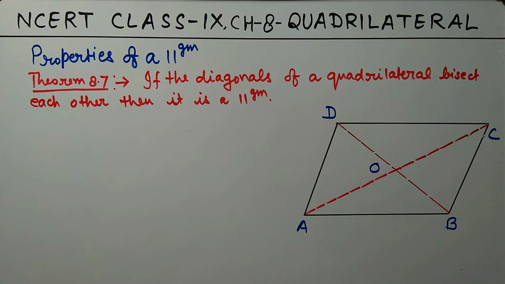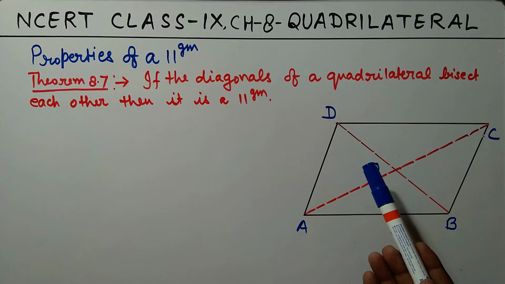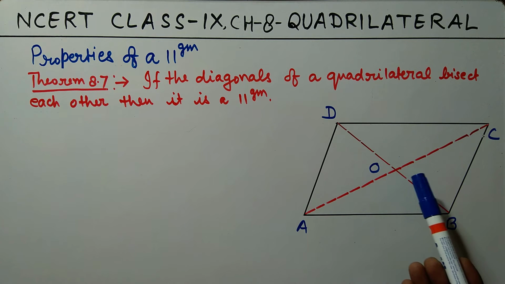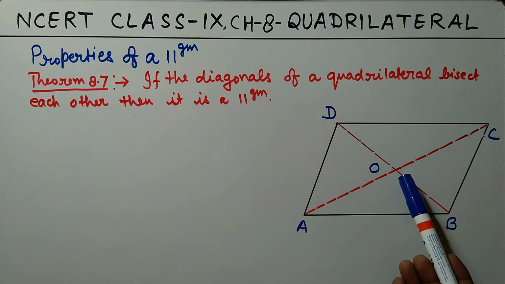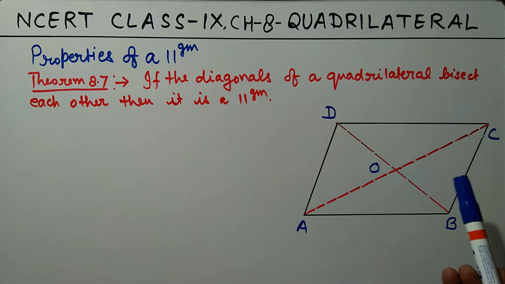Okay, students. Today we will discuss Theorem 8.7 of Chapter 8, Quadrilaterals, for Class 9 from the NCERT book. The statement of this theorem is: if the diagonals of a quadrilateral bisect each other, then it is a parallelogram. So, as we see here, ABCD is a quadrilateral in which it is given that the diagonals bisect each other. What is the meaning of this sentence?